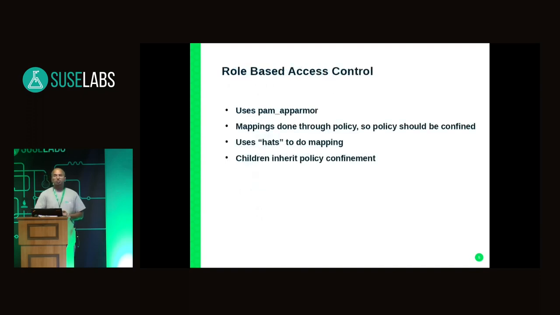We've had role-based access control for quite a long time. It is implemented through PAM AppArmor, and mappings from user to profiles are done through policy. It has a concept of changing hats, where once the user logs in, you change the hat, and it inherits the policies. And of course, whatever processes you fork will inherit the same policies further down.